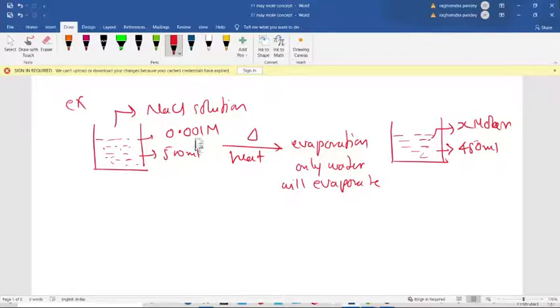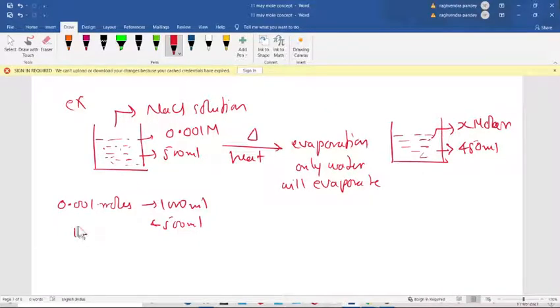So 500 ml, 0.001 molar. You have to find the number of moles. How do we find the number of moles, because molarity of a solution does not directly show the number of moles? 0.001 moles are dissolved in 1000 ml. That is what, according to the definition, 0.001 molar means. So 500 ml means half of it.